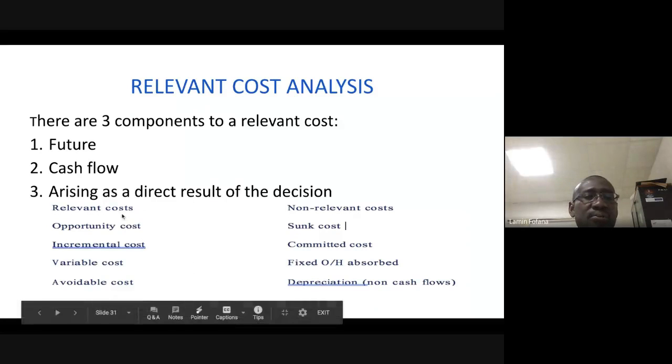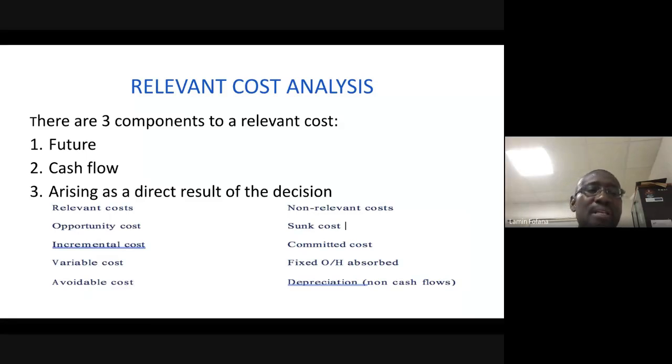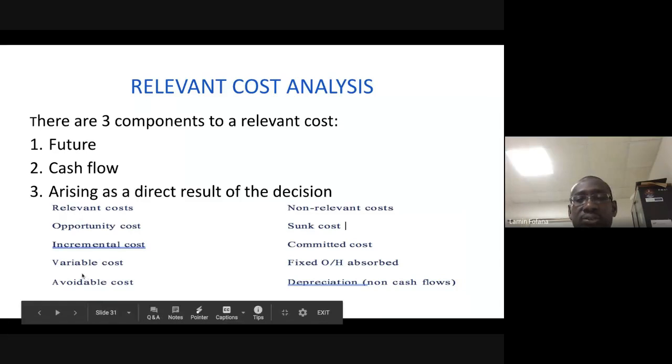And these are some of the examples. Opportunity cost: the benefits foregone when you want to take an action. Incremental cost: these are costs that will increase as the activity level increases. Variable costs, we know them. Avoidable costs: costs that cannot be avoided when we have to take decisions, so they are also relevant.